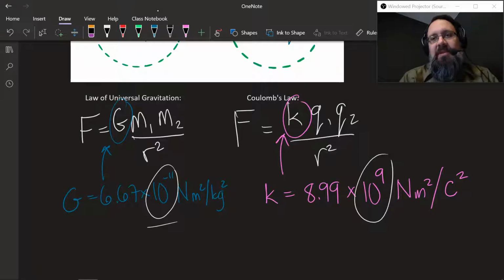It stands for Coulomb's constant. It's just K for constant. In mathematics, you call K a proportionality coefficient, or proportionality constant.